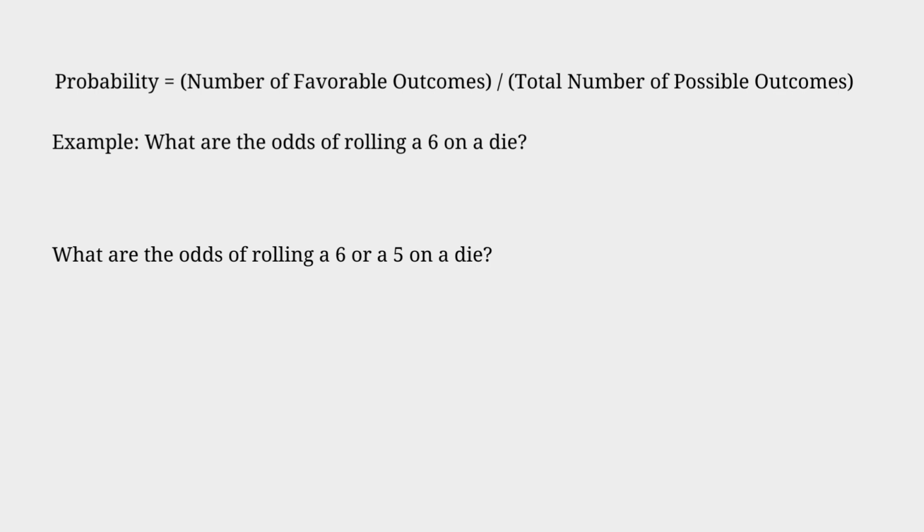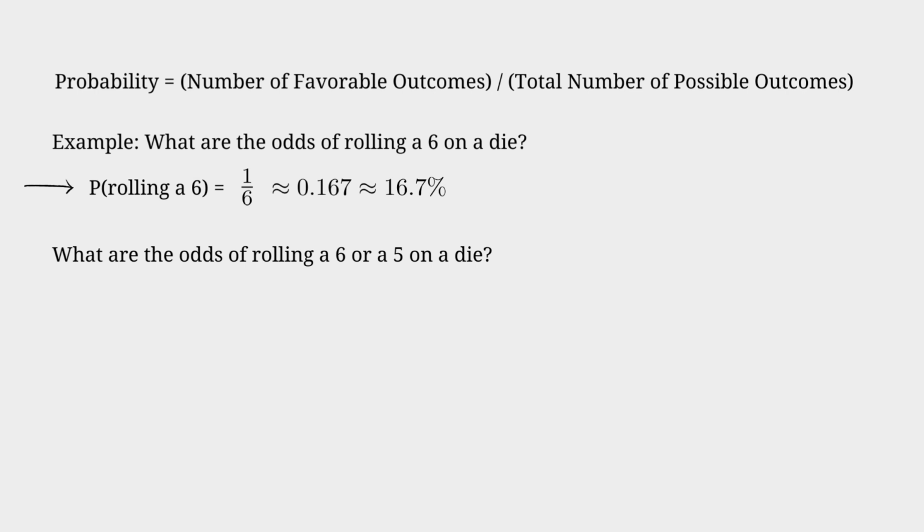What are the odds of rolling a 6 on a die? You are interested in only one outcome of a total of 6 possible outcomes, because a die has 6 sides. So the answer would be 1 over 6. This probability can be expressed as a fraction, a decimal, or a percentage.